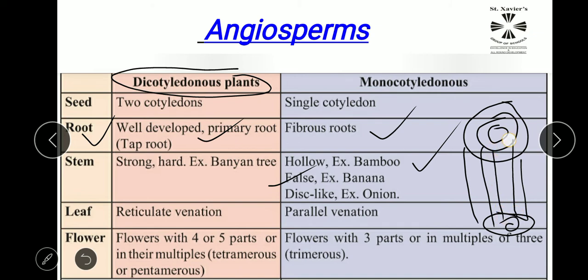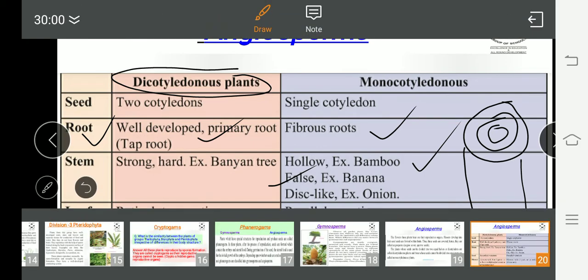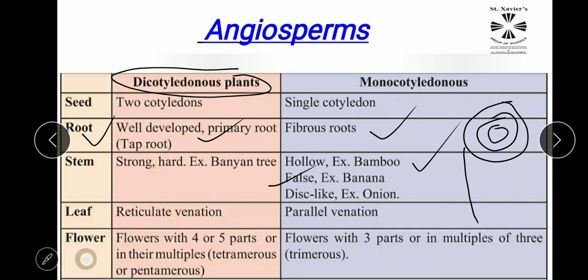When you see the banana tree, you can remove those layers and you can break the stem easily by your own hand only. So here we have false stems in banana trees, students. Their stems are disc-like, for example, onion.